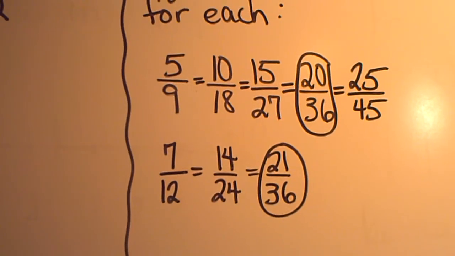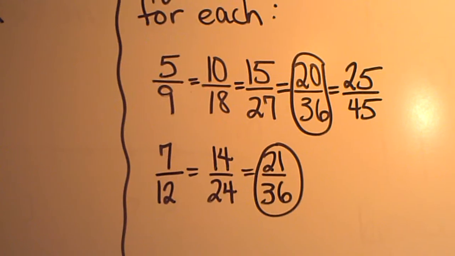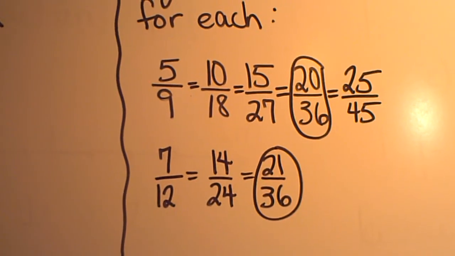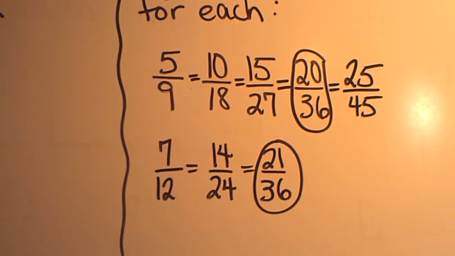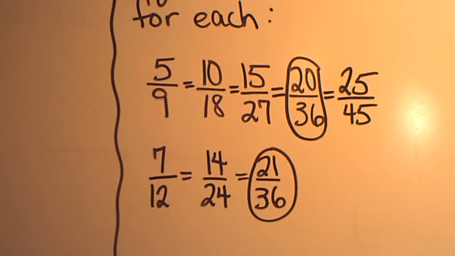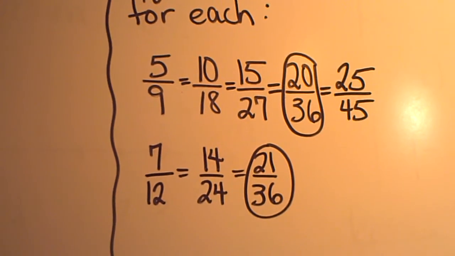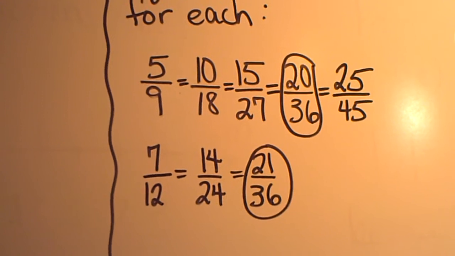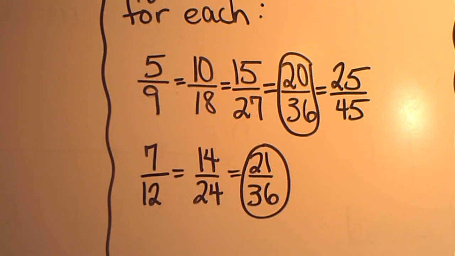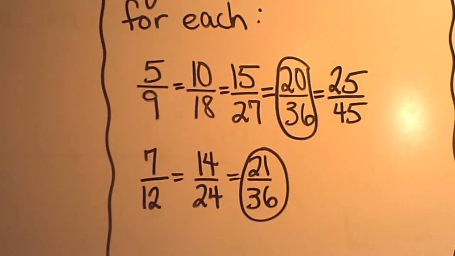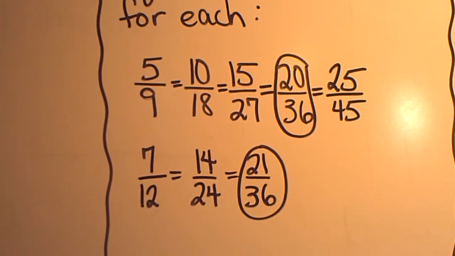Okay, when I create these lists of equivalent fractions for each of these two original fractions, I'm looking for the first fraction in each list that has the same denominator. And you can see that we have 20/36 and 21/36.